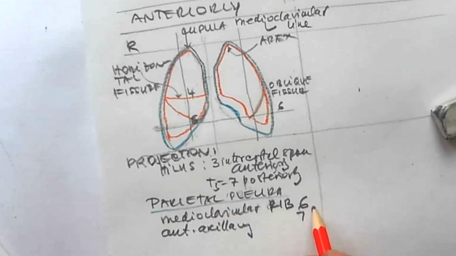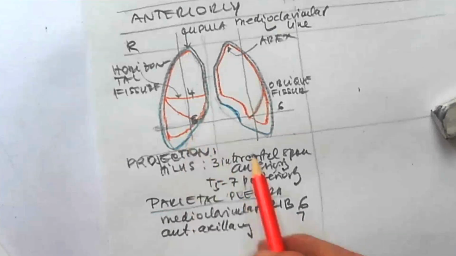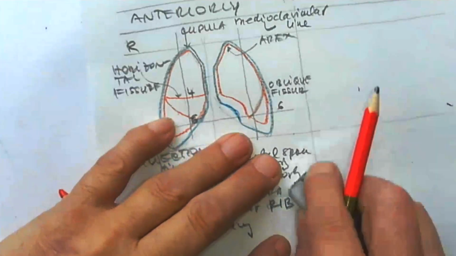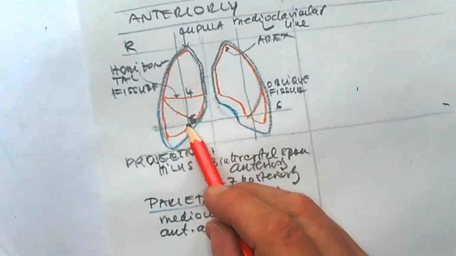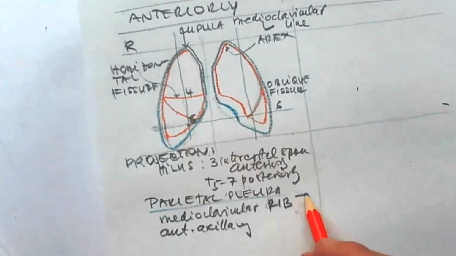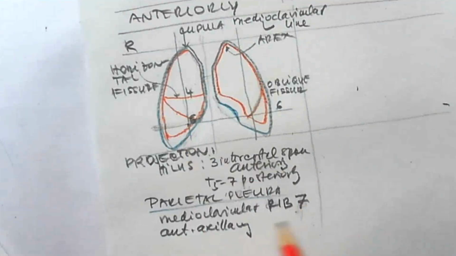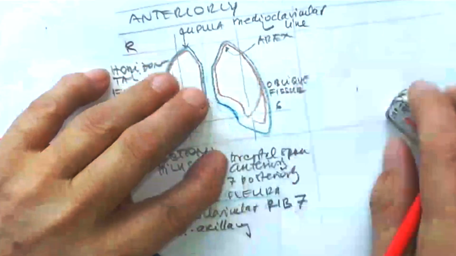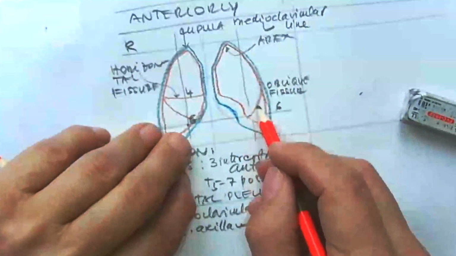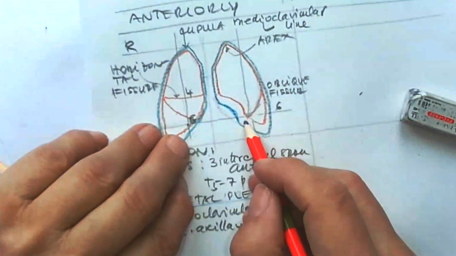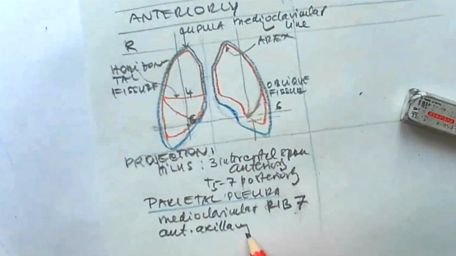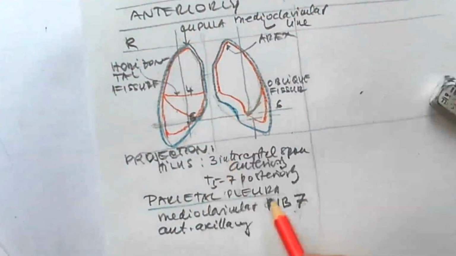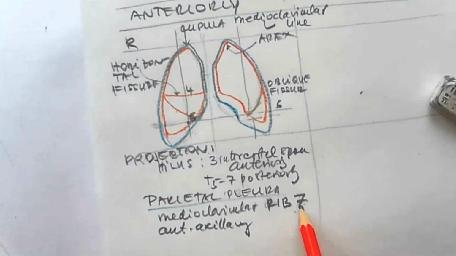No, it's medioclavicular. Sorry, mistake. It must be one more, because this is 6, but medioclavicular is 7, so it must be 7. Here must be a little bit higher. That one is like that, so this is 7. Okay, anterior axillary, just sketch. Anterior axillary is number 8.